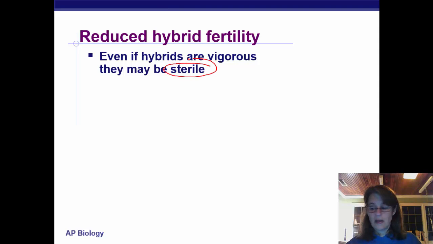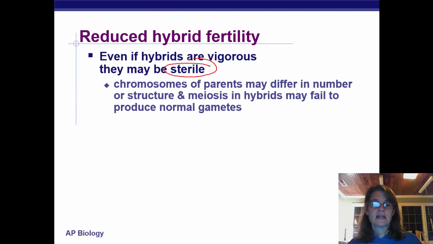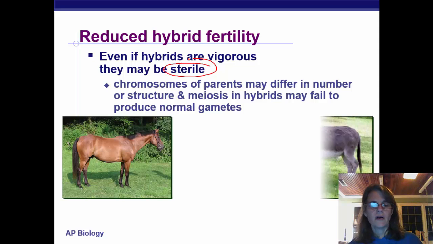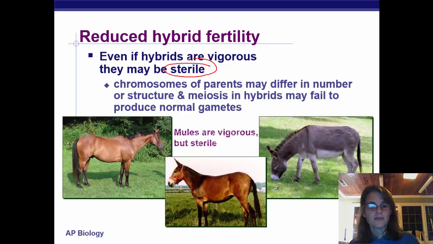They are sterile. And there is one very famous example, and that is the cross between a horse and a donkey, which of course is a mule. Mules are vigorous, they have long lives, but they cannot reproduce. The reason is that the chromosomes of the parents differ in number. So during meiosis, when the hybrids have to create eggs and sperm, and the cells have to divide evenly, it doesn't work right, and they don't get good viable sperm or egg, and so they can't reproduce.